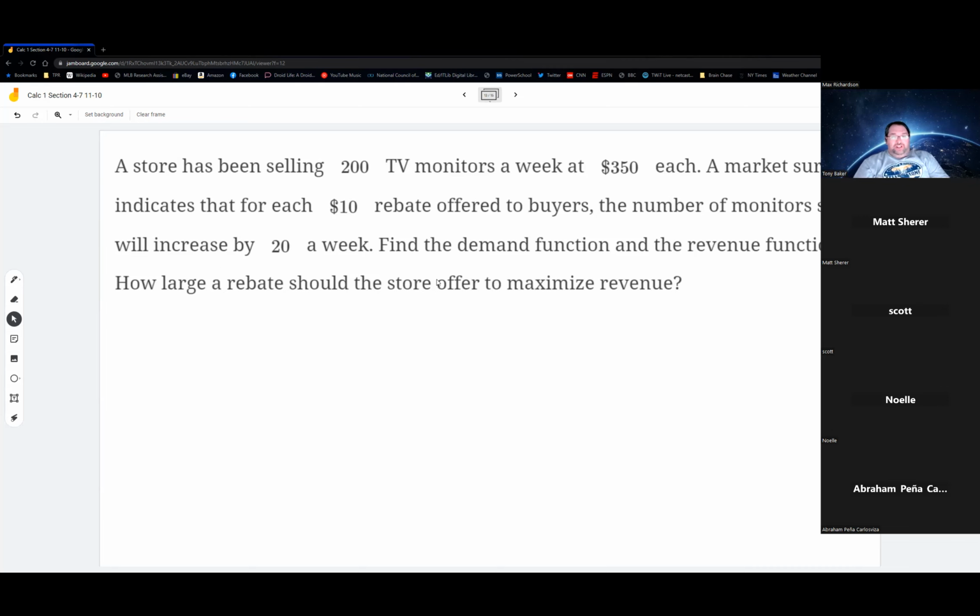So a store has been selling 200 TV monitors a week at $350. A market survey indicates that for each $10 of rebate offered to the buyers, the number of monitors sold will increase by 20. So if they sold it for $340, they would sell 220 of them. So did they make more money on that? That's what they want to find out: how much should I cut off to make the most profit, or in this case, the maximum revenue.